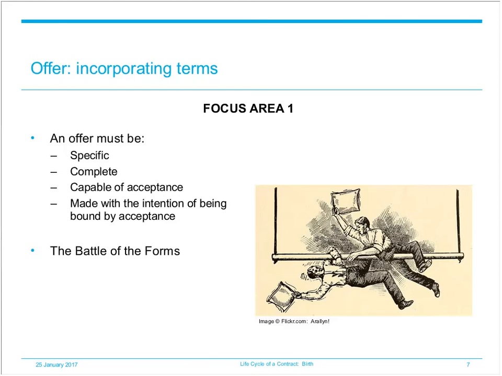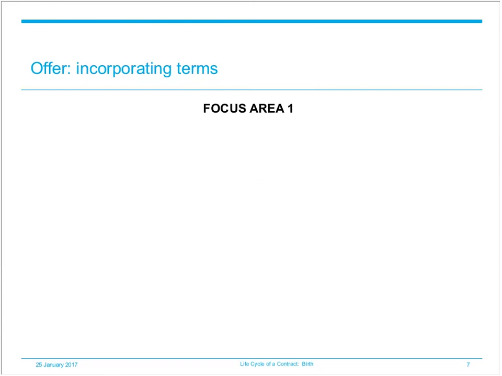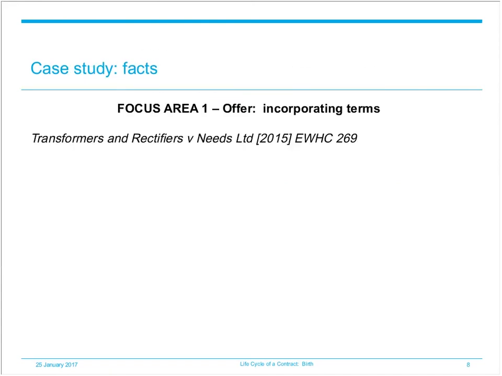Importantly, a party seeking to incorporate its standard terms and conditions must do what is reasonably necessary to bring them to the other party's attention and must make it clear that it is intending to rely on them. Let's turn now to our first case, Transformers and Rectifiers and Needs Limited, where the court had to consider one such battle of the forms. We'll consider which party's standard terms were incorporated into the final contract.